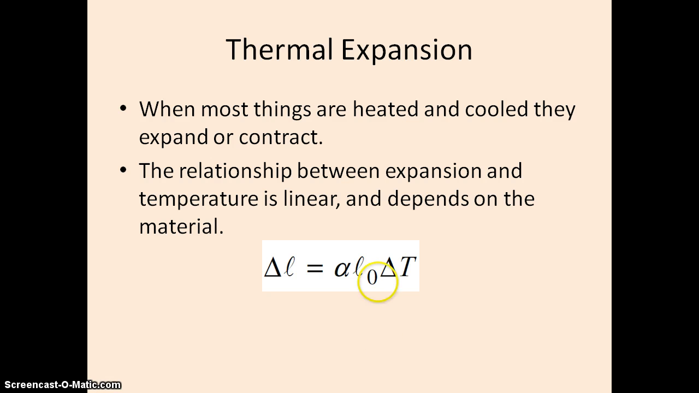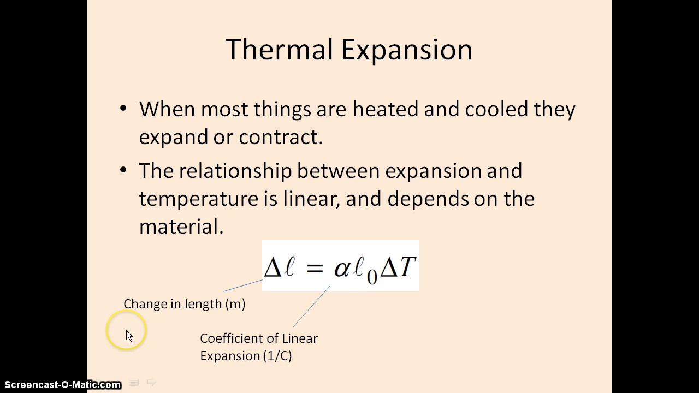This L naught, or L0, that's the original length. I can't see where the mouse went. This is the original length of the thing, as well as the change in temperature. Just to make this a little bit clearer, change in L, that's the change in length, is measured in meters. That alpha, that's the coefficient of linear expansion. The unit for that is 1 over degrees Celsius. There should be a degrees sign there.